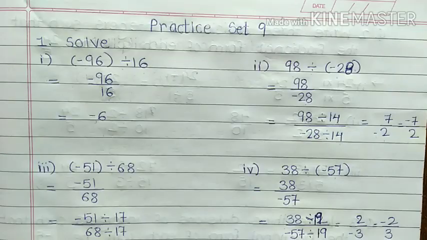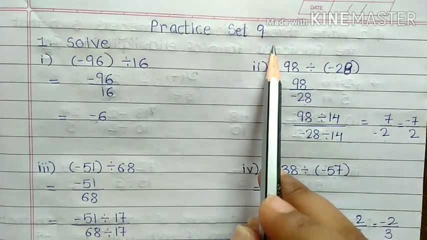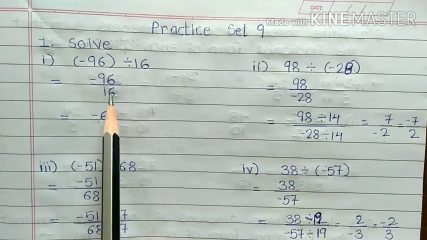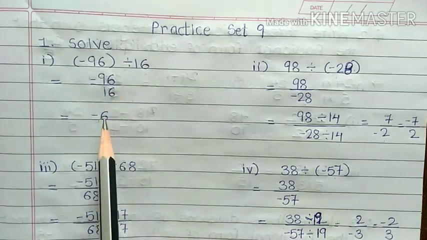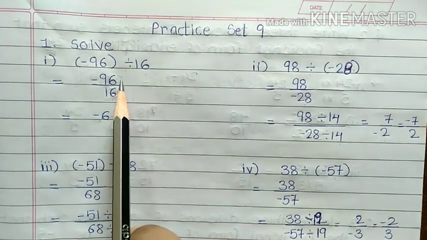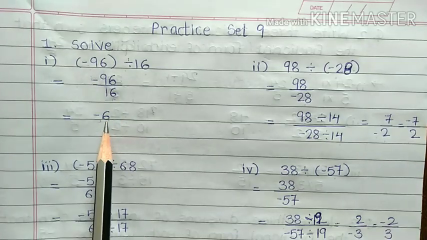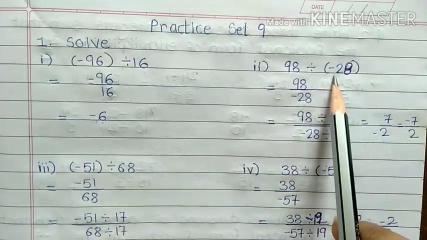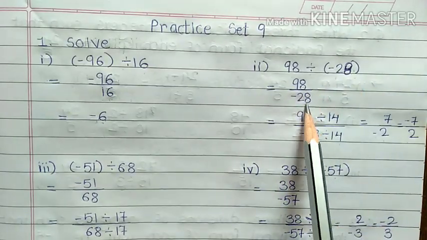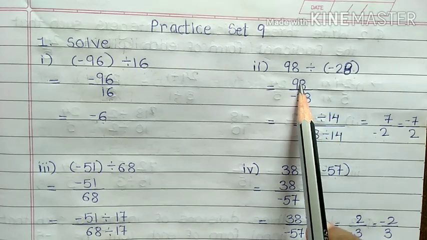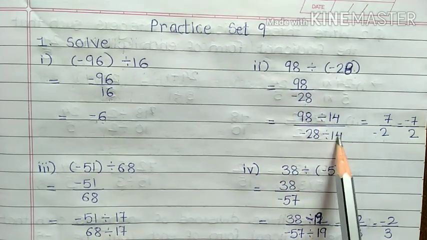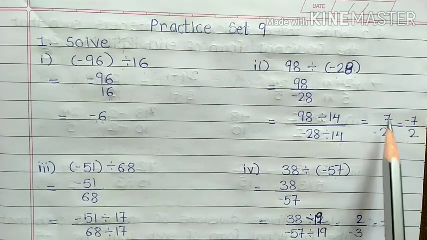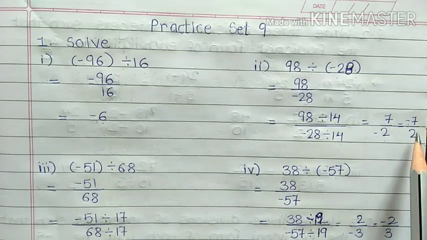Let us start with practice set 9. Solve. Minus 96 divided by 16. Minus 96 upon 16. 16 sixes are 96. Negative integer divided by positive integer, the answer is a negative integer, minus 6. 98 divided by minus 28. 98 upon minus 28. It is not directly divisible, but it is divisible by 14. So divide numerator and denominator by 14. 7 upon minus 2. The answer is minus 7 upon 2.